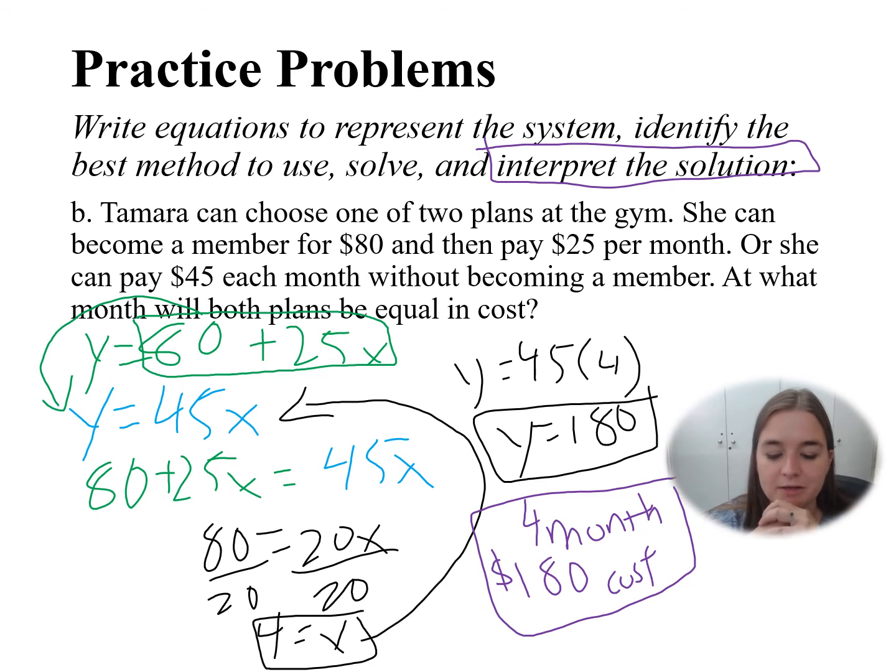So Tamara needs to evaluate, is she going to use it less than 4 months or more than 4 months to figure out which plan would be the most efficient for her wallet.